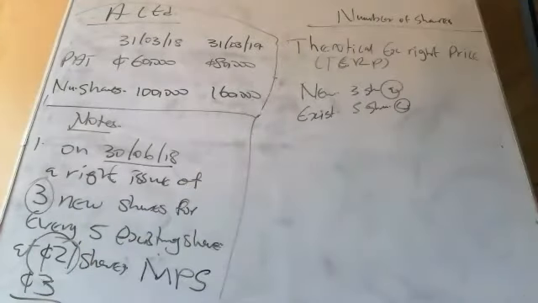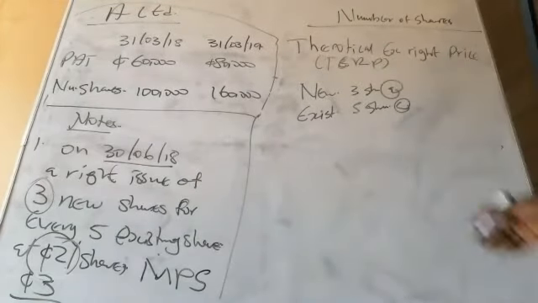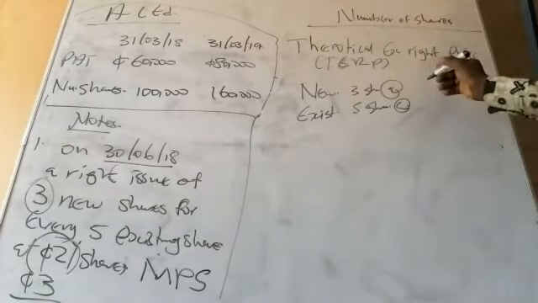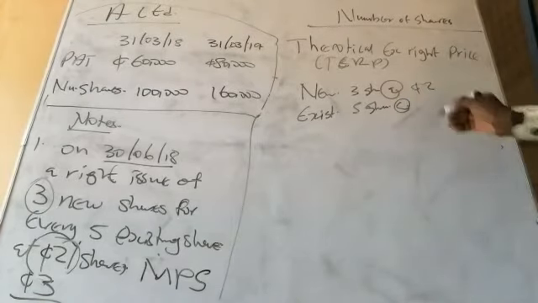Meanwhile, the share price was what? 3 Ghana cedis. The share price happened to be 3 Ghana cedis. So that means there was a discount of 1 Ghana cedi. Good. So the new shares were sold at what? At 2 Ghana cedis. So 2 cedis.